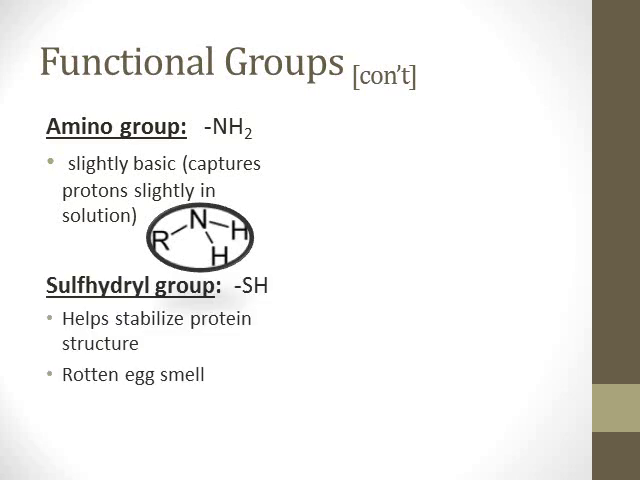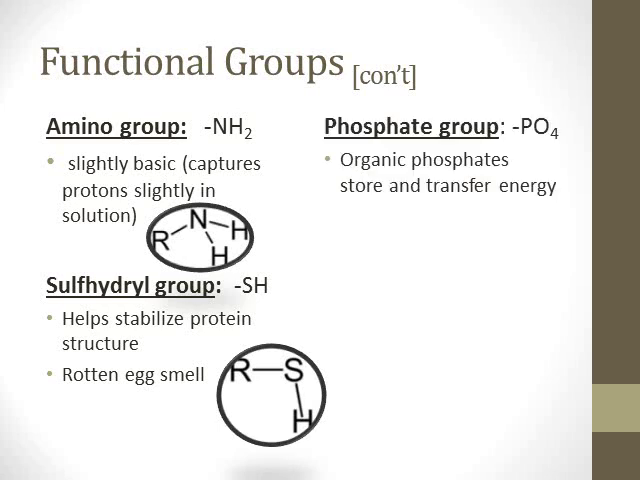Next, we've got the sulfhydryl group. And that group is one that you're familiar with, even if not in name, probably in smell. It's the group that gives the rotten egg smell. The group itself is very important in stabilizing protein structure. We're going to see that we get disulfide linkages in our proteins that help proteins keep shape. And we've already mentioned how important shape is for biological systems. So again, we're seeing a graphic here where we've got the sulfur attached to the hydrogen and also to an R group, which could represent any kind of carbon chain.